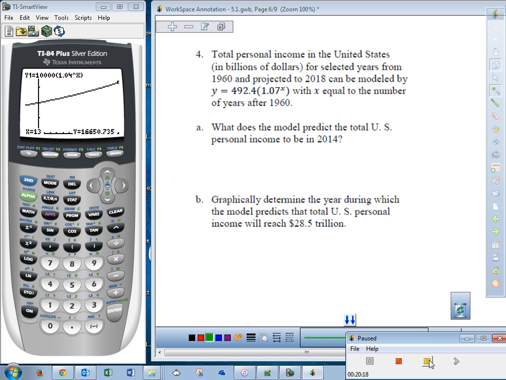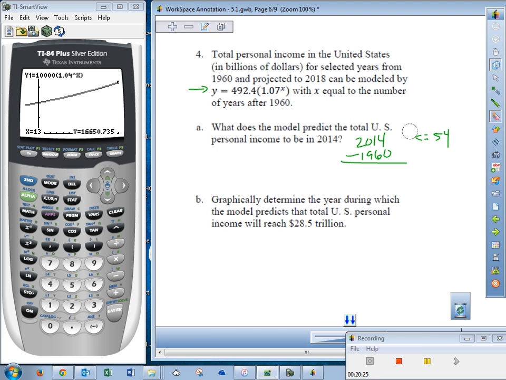These problems are so much simpler because they usually give you the equations. Here's the equation. X stands for years after 1960. They want to know in 2014, so you can do a quick calculation in your calculator. How many years is that? 2014 take away 1960. How much is that? 54 years. So t equals 54. That's my time value. Or I guess it'd be x equals 54. My bad. That's what they were using.